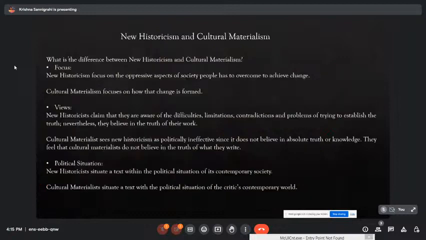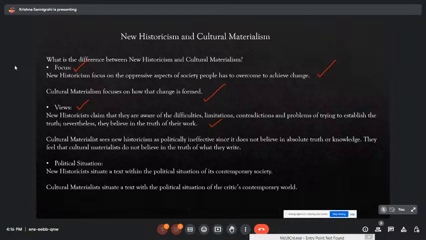What is the difference between new historicism and cultural materialism? The first aspect is focus. So new historicism focuses on oppressive aspects of society that people have to overcome to achieve change. Cultural materialism focuses on how that change is formed. Then the next aspect is the concept of view. So new historicists claim that they are aware of the difficulties, limitations, contradictions, and problems of trying to establish the truth. Nevertheless, they believe in the truth of their work.